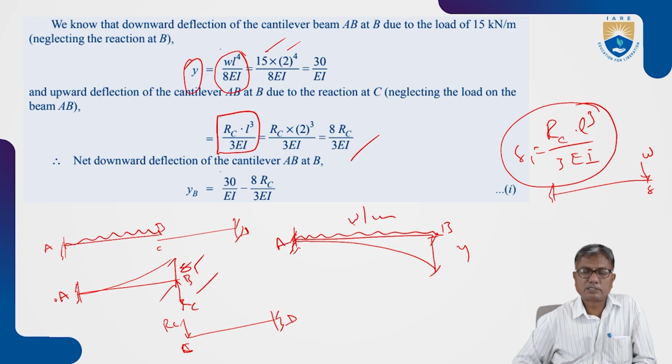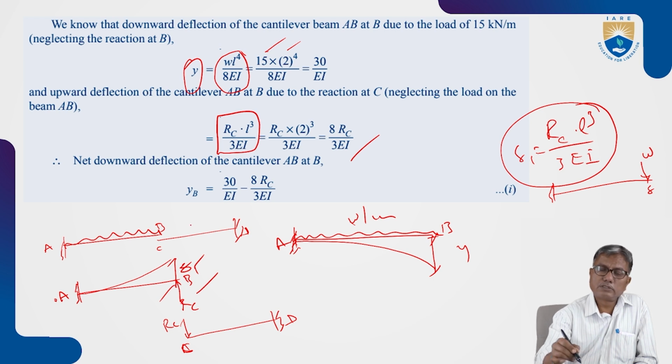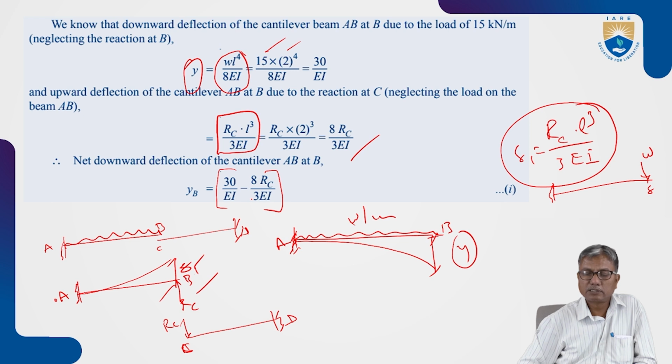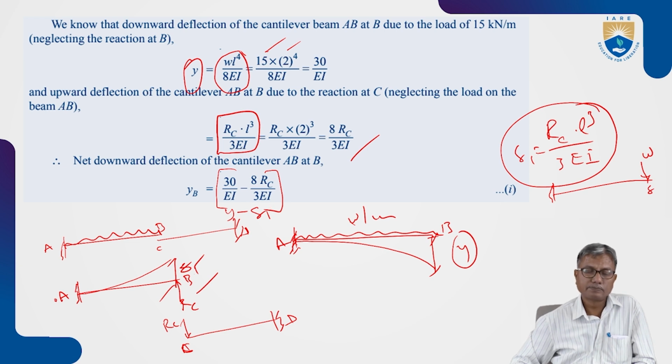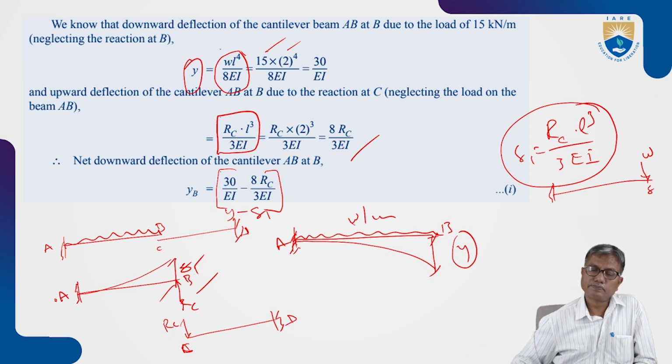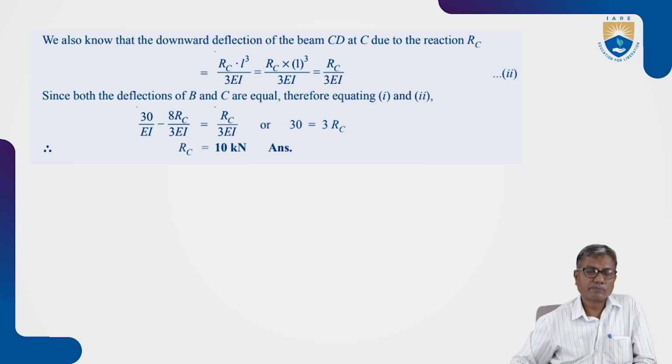So the net downward deflection at B will be, delta y is the deflection downward and delta 1 is the upward deflection. So the net downward deflection is Y minus delta 1: Y, the downward deflection due to loading, minus delta 1, the upward deflection due to reaction RC.